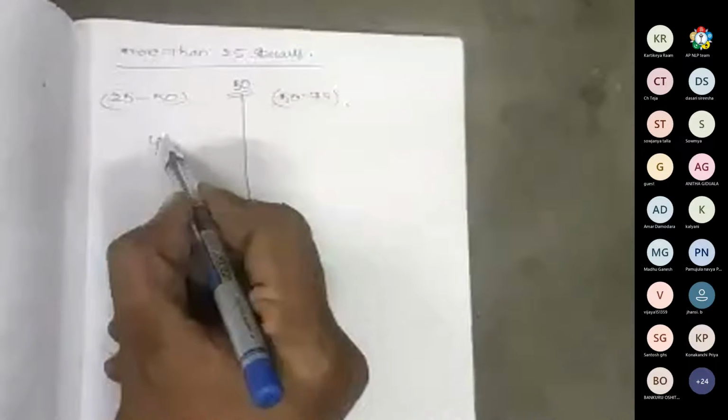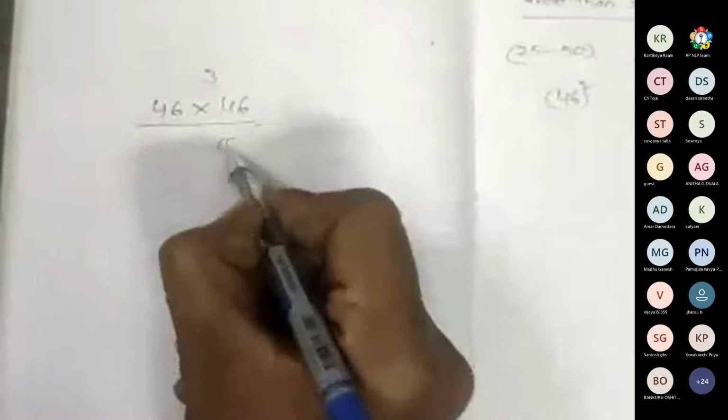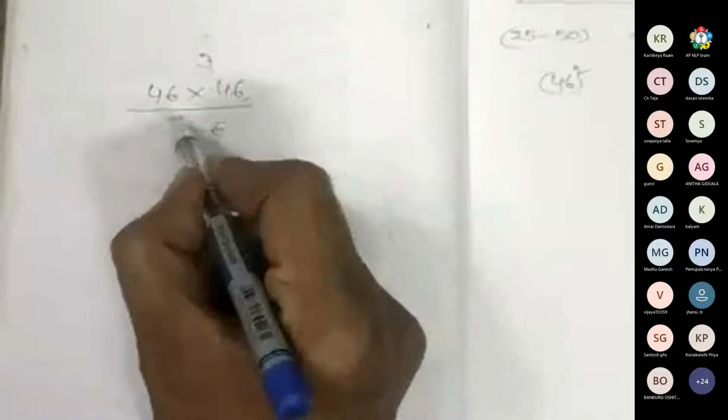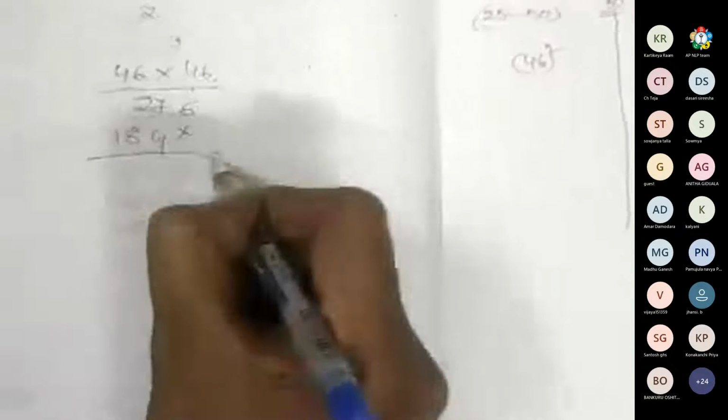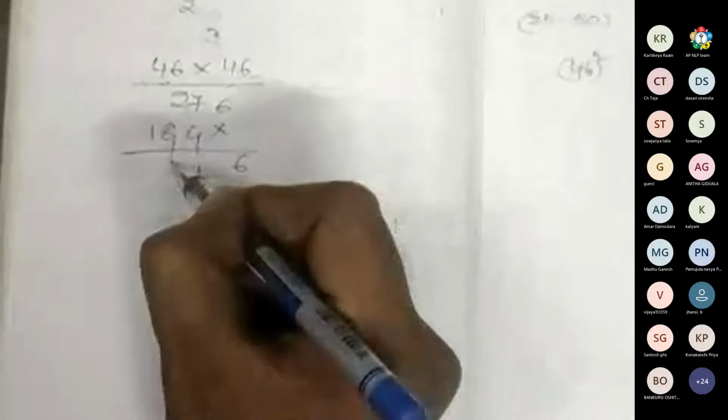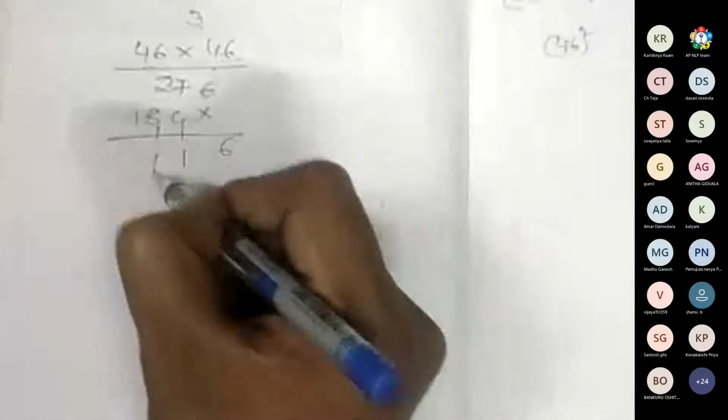For example, to solve 46 whole square, how to solve this? Generally we will solve 46 into 46. 6 sixes are 36. 6 fours are 24, 24 plus 3 is 27. Then 4 sixes are 24, 4 fours are 16, 16 plus 2 is 18. You'll get 6, 7 plus 4 is 11. Like that you'll get the answer.